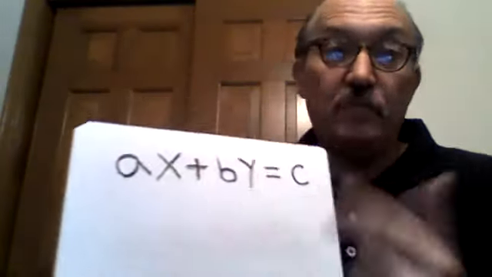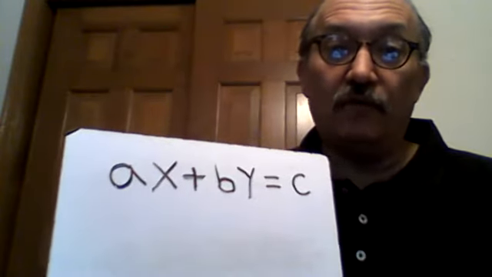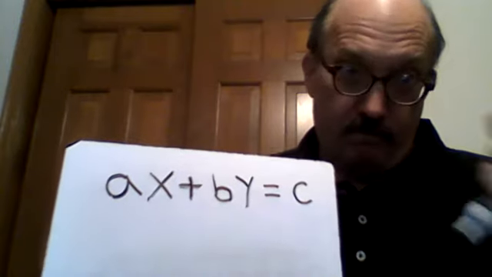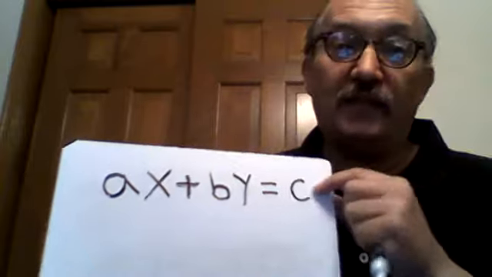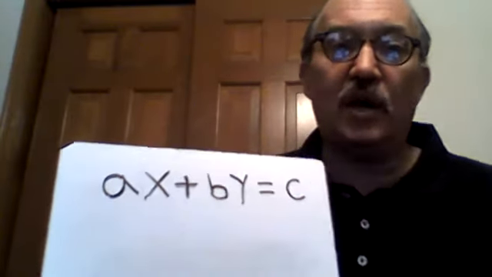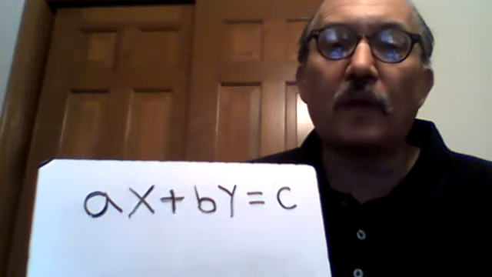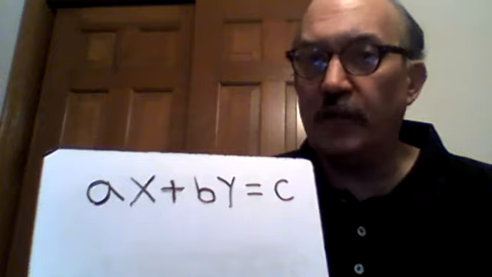Now, the A could be 0 by itself. The B could be 0 by itself. And also, the C can be 0. We're going to see what implication that has if the C is 0. But the A and the B cannot both be 0. And the A, B, and C are integers. This is one form of the equation of a line known as the standard form.